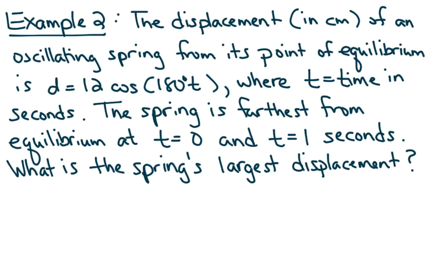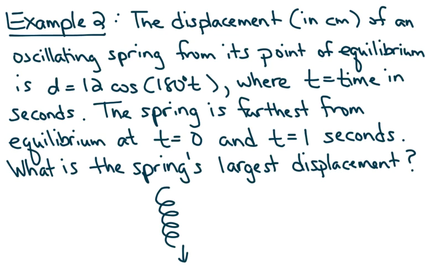First of all, displacement means distance. Oscillating means that the spring is going up and down. So if you have a spring and you pull on it, it's going to go up and down and up and down, and friction will kick in, so it'll eventually stop. But that's what it's talking about.